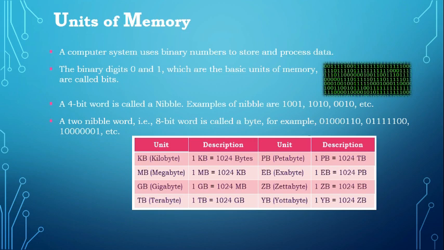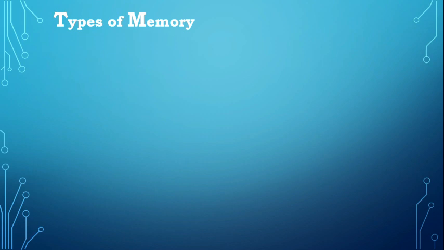Then next is the zettabyte, that is called ZB. 1 ZB or zettabyte is equal to 1024 exabytes. Then yottabyte, that is YB. 1 YB or 1 yottabyte is equal to 1024 zettabytes. So these are the units of memory. Now we will see types of memory.